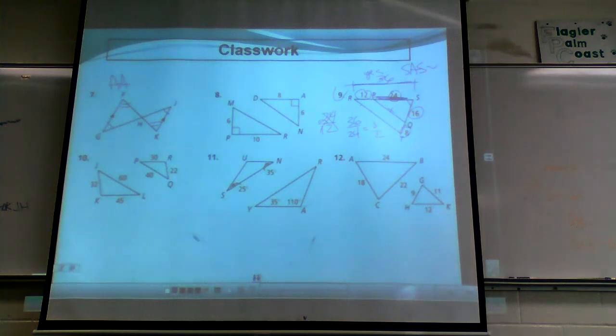All right, then on 10, I think 10 was a no. You would do 40 over 60, then 30 over 45, and 22 over 32, which these aren't all equal. This is definitely not equal to the 2/3 thing. This one here, this is a no.